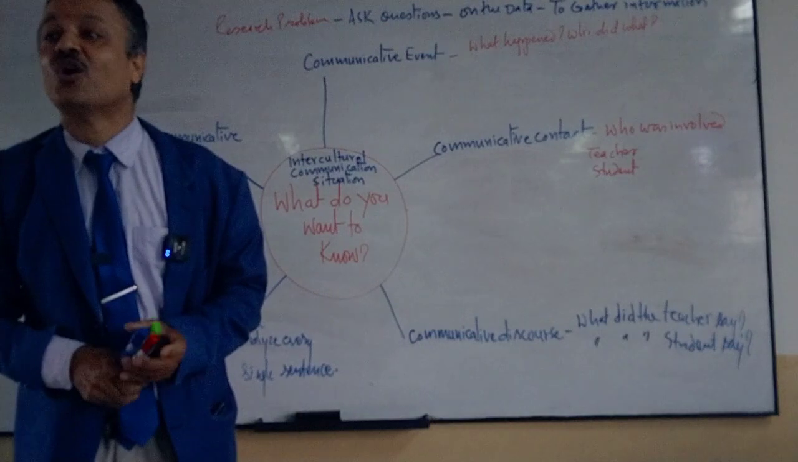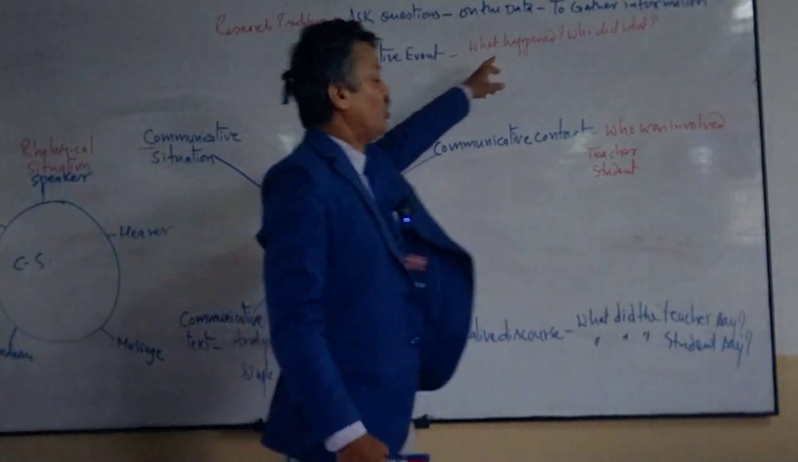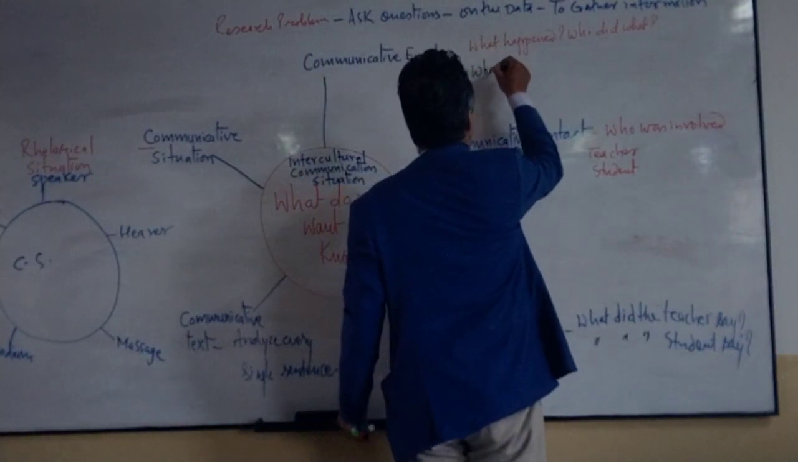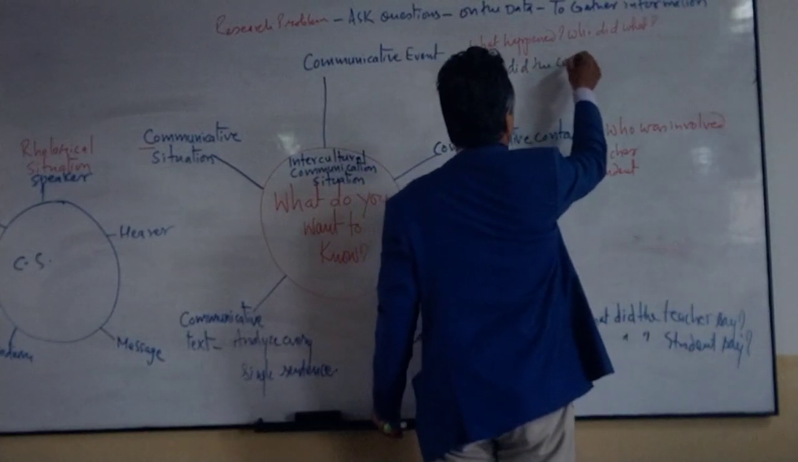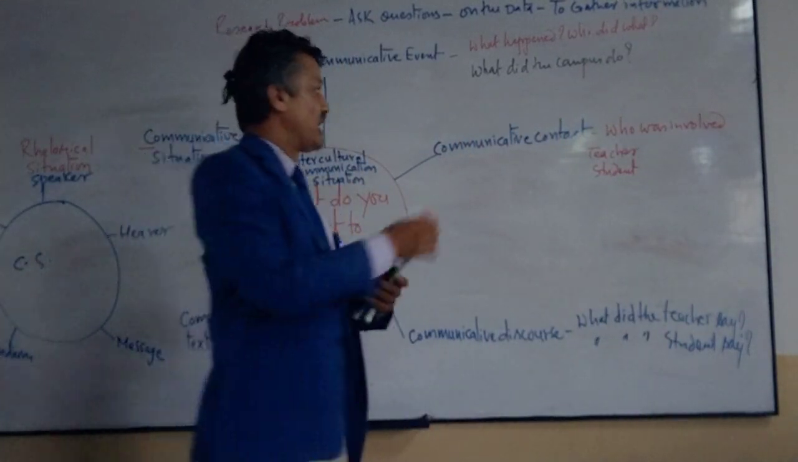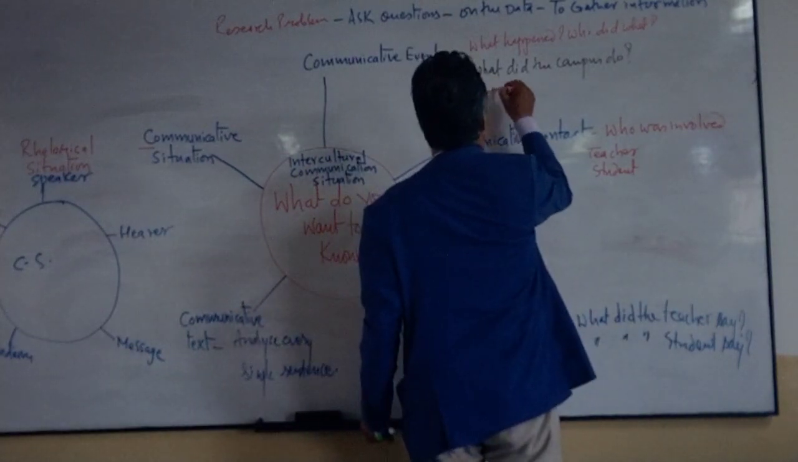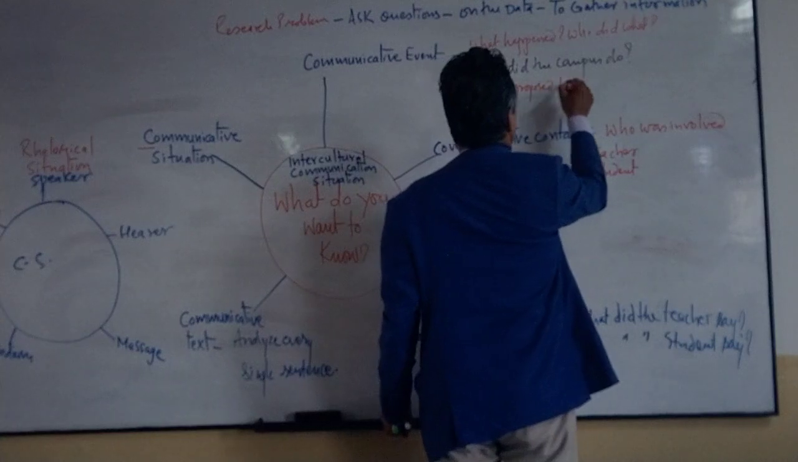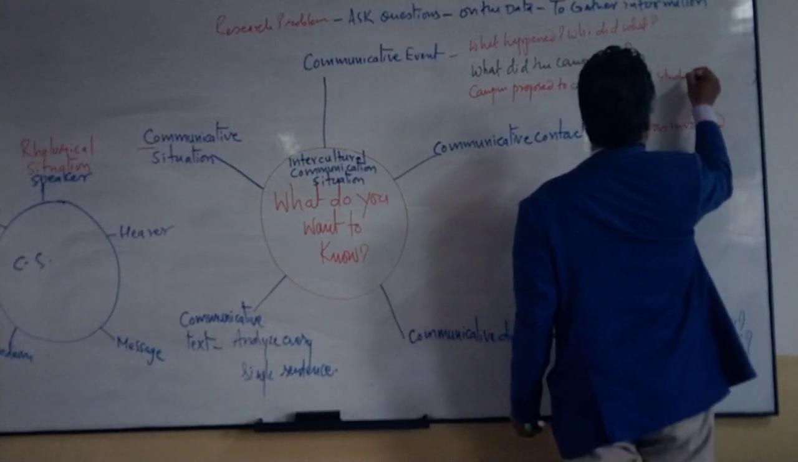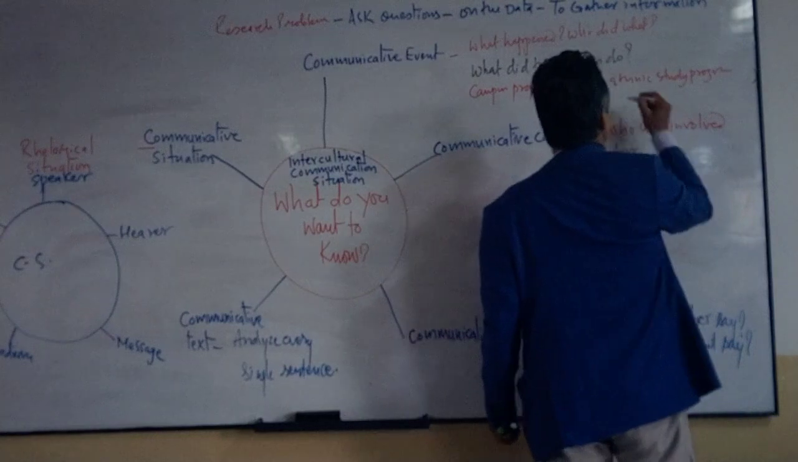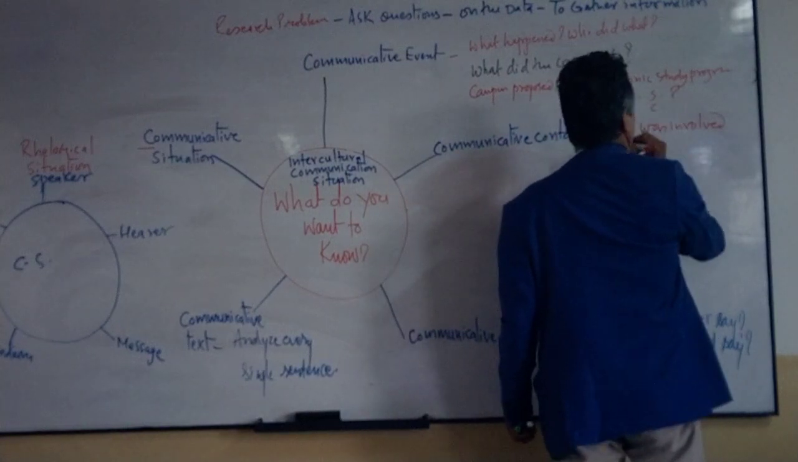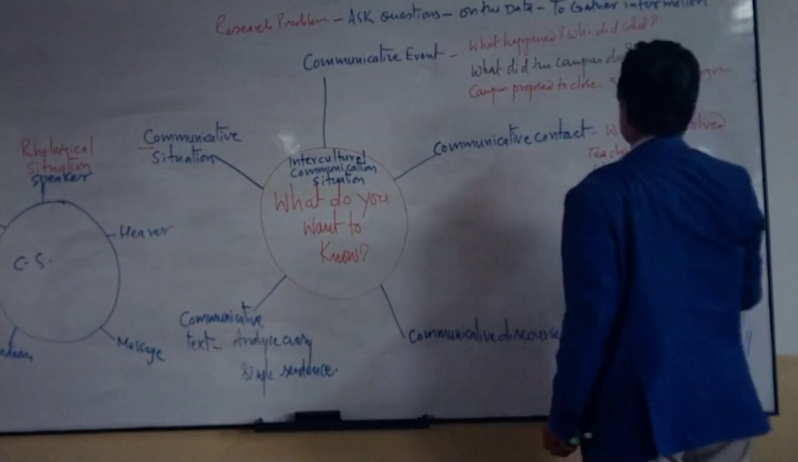Now when you say, what do you want to know about the conflict? Do you want to know what happened? Then ask a question. What did the campus do? What did the campus do? And your answer comes, campus proposed to close ethnic study programs, to close women's study programs, to close cultural centers, to close international halls.